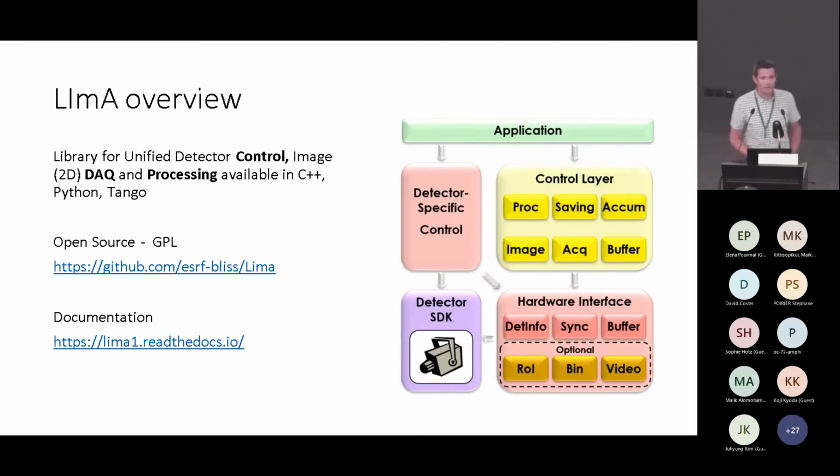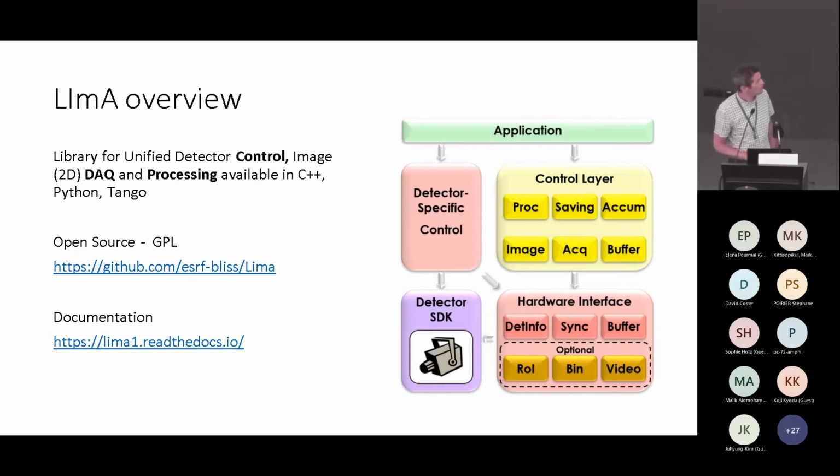Okay, so LImA stands for Library for Image Acquisition. So it's a library for unified detectors control. It's for image acquisitions, 2D images, and processing as well. It's written in C++, and there is a Python binding available. And we have built a Tango device server on top of that. It's open source, under the GPL license, and you will find the GitHub link here and the documentation as well.